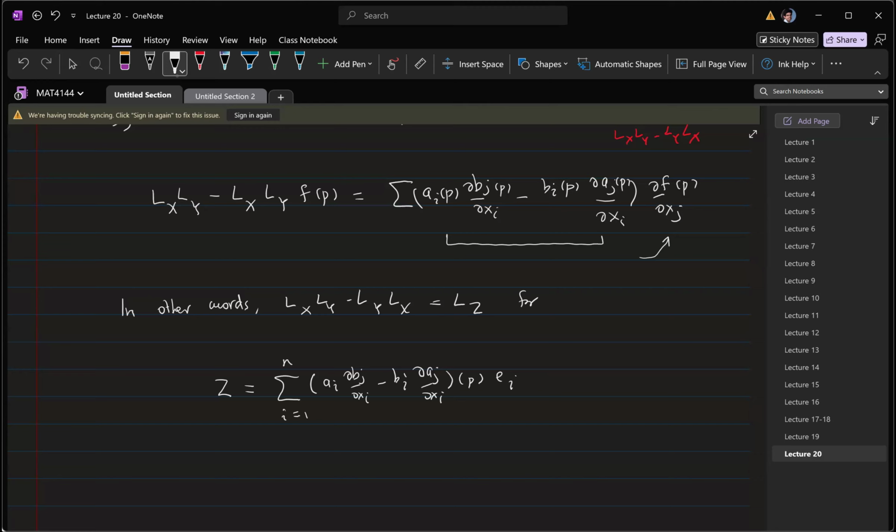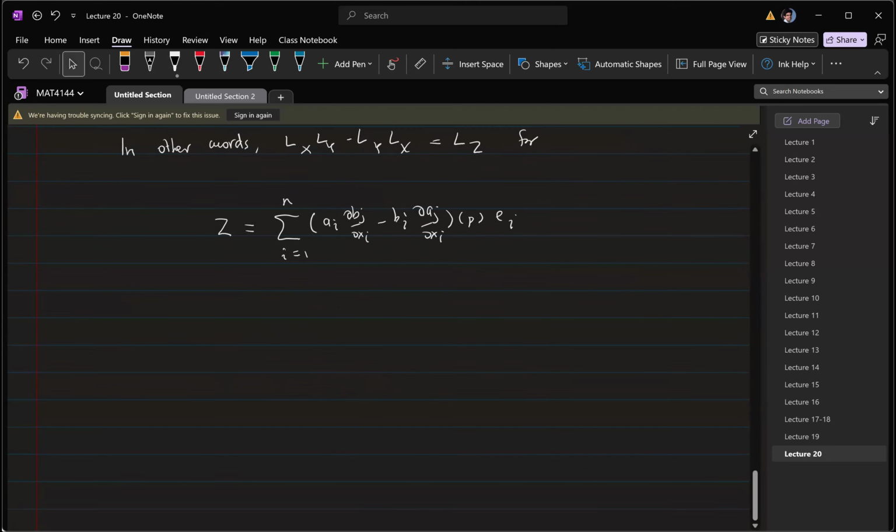Any questions so far? We just showed that the commutator of the Lie derivatives for two vector fields is another Lie derivative for another vector field. So now I can just declare that the commutator of two vector fields x and y is this vector field z. And this will produce a Lie algebra structure. So here's the next proposition.